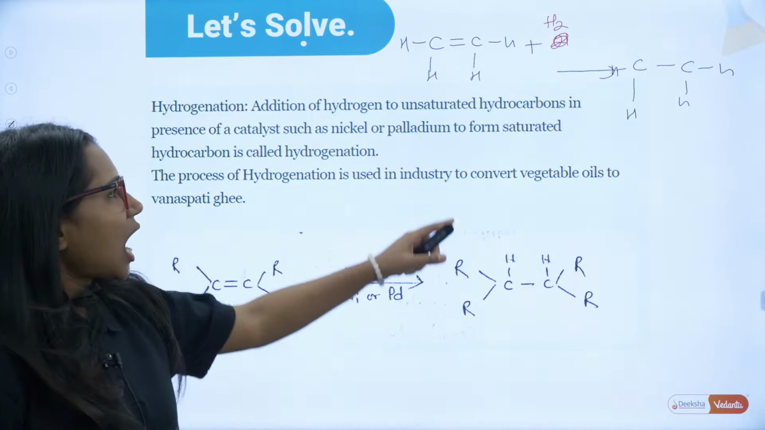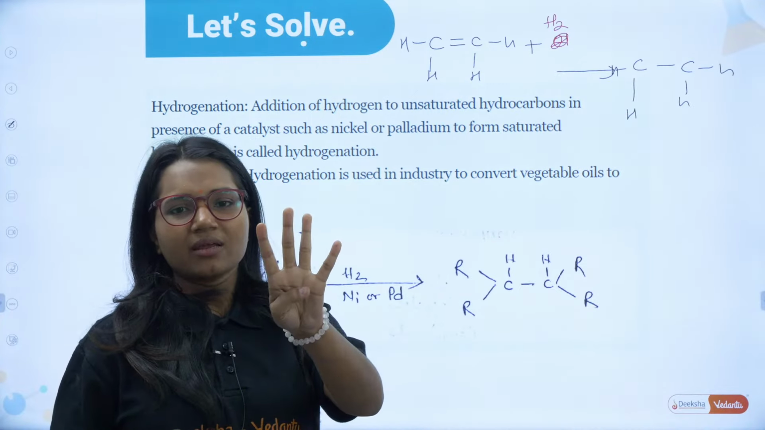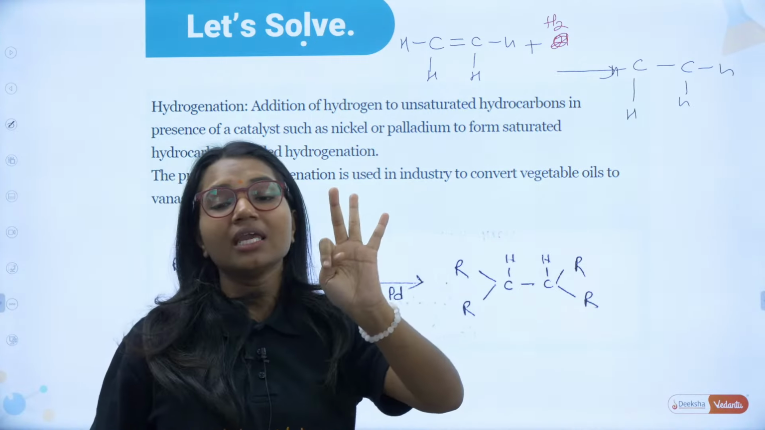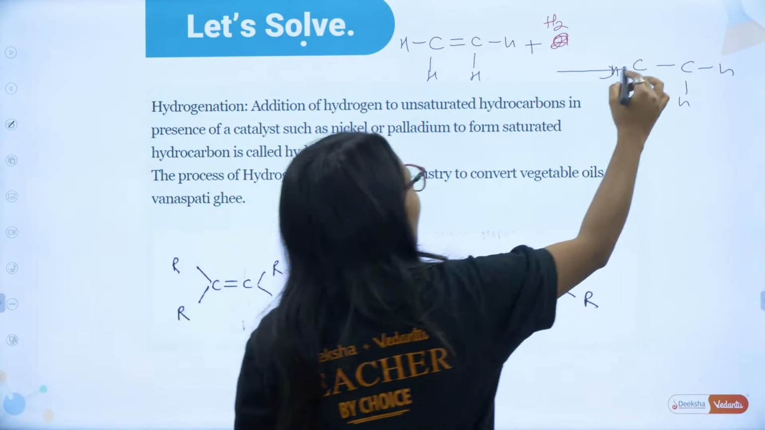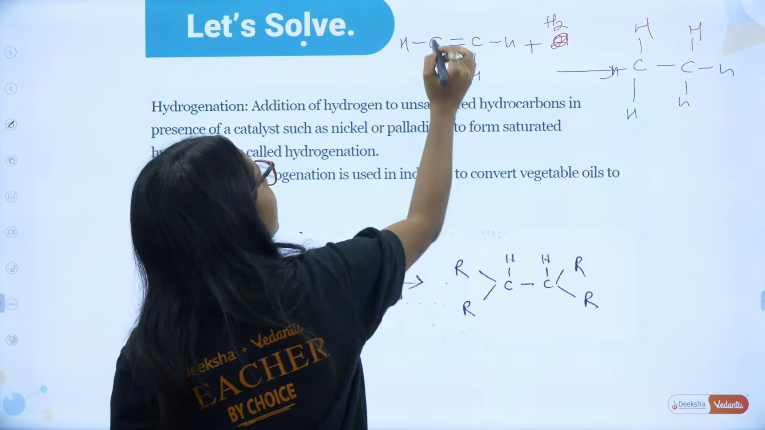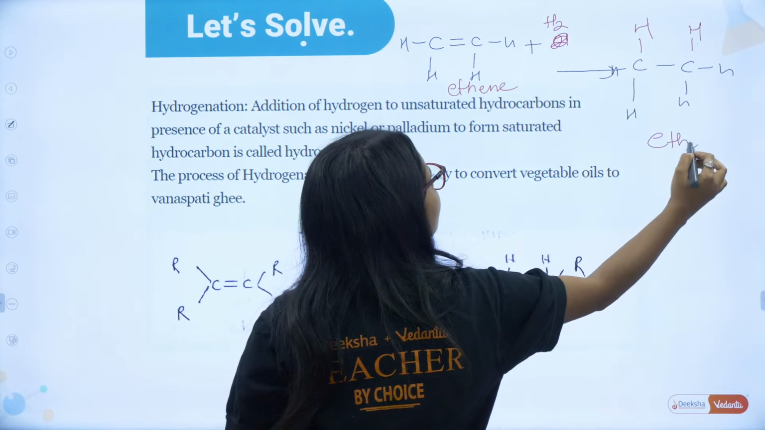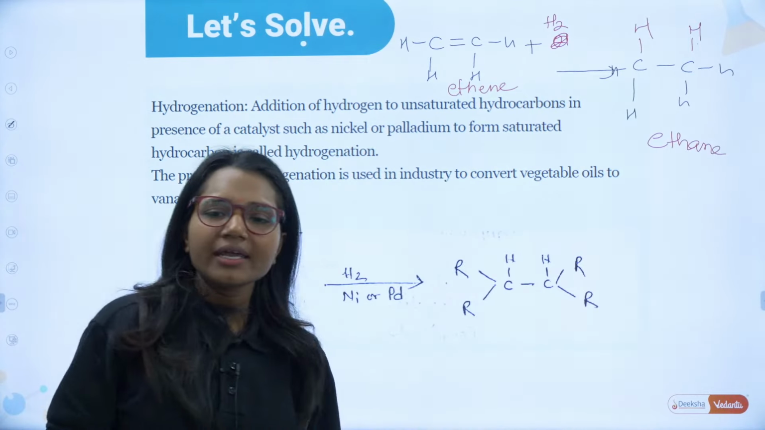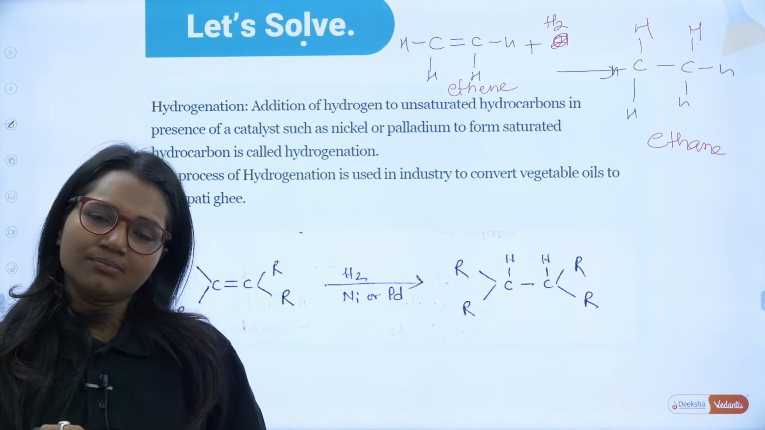So how many hydrogens can we still add? Carbon forms 4 bonds, correct? Here carbon is forming only 3 bonds. So what are we going to do? We are going to add one hydrogen here. So we have converted ethene to ethane. Correct? So what have we done? We have added hydrogen.